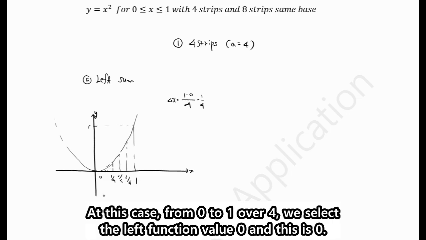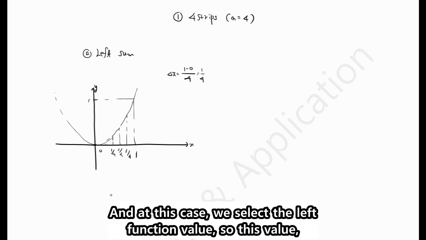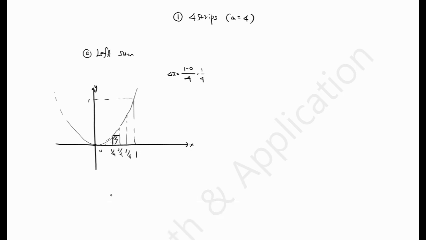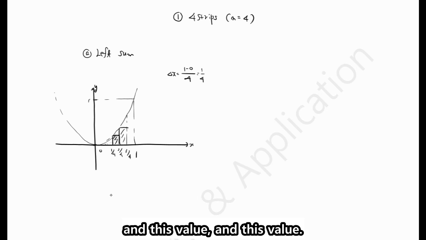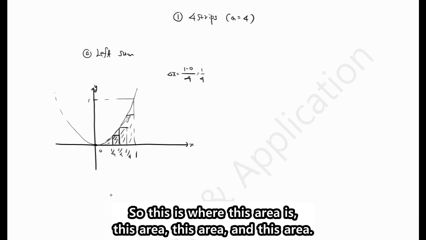So in this case, from 0 to 1 over 4, we select the height as the left function value 0, and this is 0. In this case, we select the height as the left function value, so this value, and this value, and this value. At the first strip the height is 0. So this area is this area, and this area.